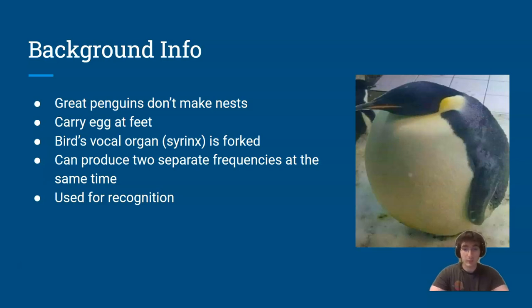The one thing about all birds is that they have a vocal organ called a syrinx, and it is forked, which allows them to create two separate frequencies at the same time. And great penguins use this for recognition of their family members.